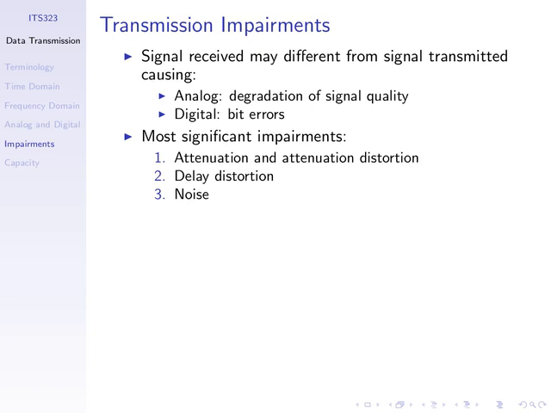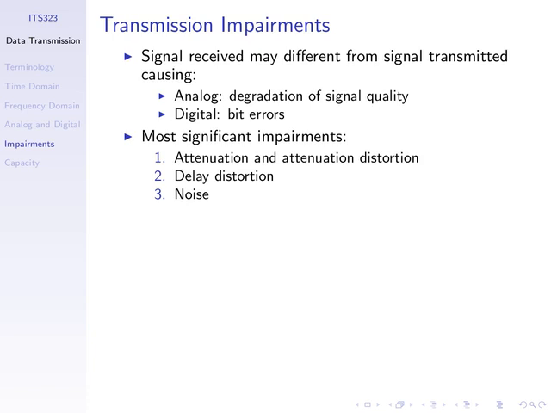If we're sending digital information, we get what's called bit errors. I send a sequence of bits, 010101. If there's transmission impairments and I receive 010111, this bit is a bit error. 010101 was transmitted, the fifth bit is wrong. It's in error. That's what we call a bit error.